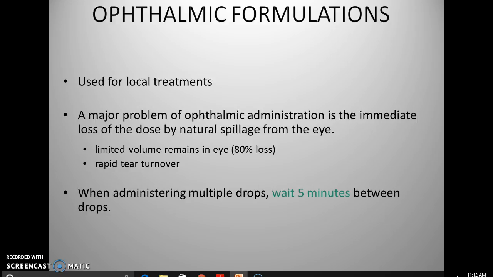Again, when you talk about ophthalmic formulation, here it is used for local treatments. The major problem of ophthalmic administration is immediate loss of the dose by natural spillage. That means almost 80% of, for example, an eyedropper put within your eye, most of it spills off the eye. It's because of the sensitivity of the eye and the rapid tear turnover that occurs. And if you're doing multiple drops, you want to wait at least 5 minutes between the drops.